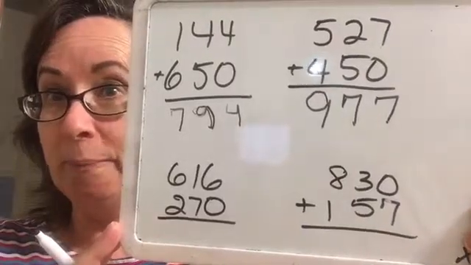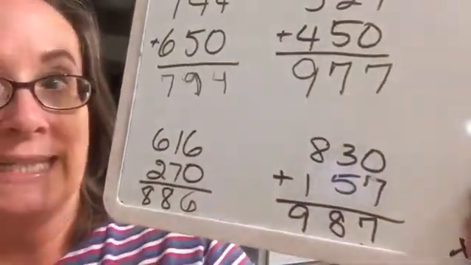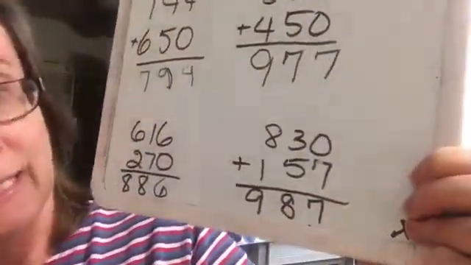And how did you do? Okay, the first one is 886, and the next one is 987.